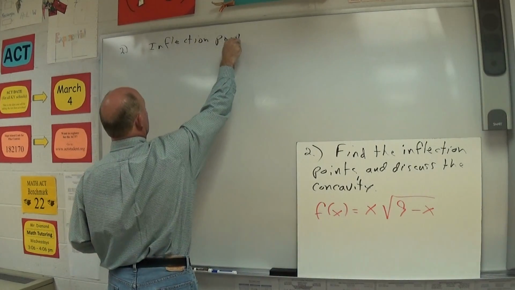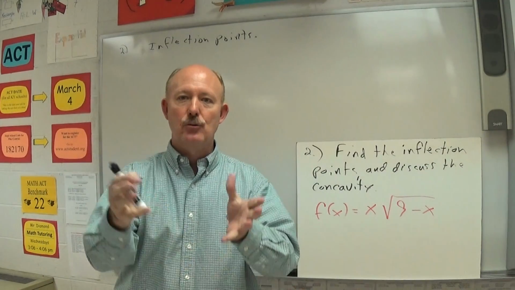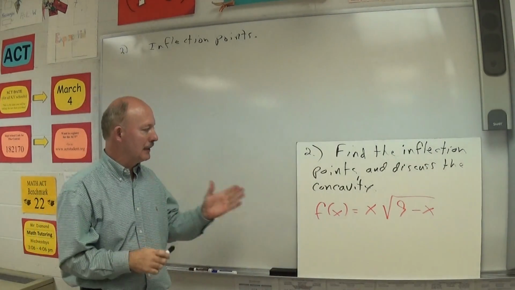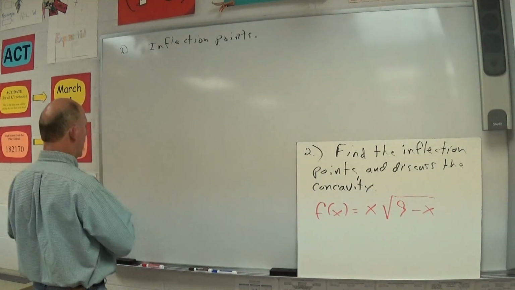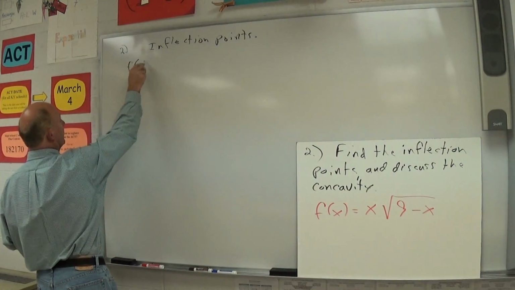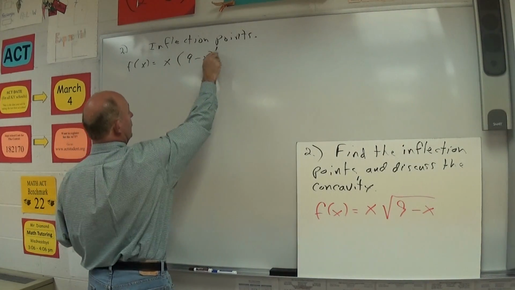So inflection points. So actually now we're going to get the inflection number. We're not going to get the actual y value. We're going to find the x value only, then you can get that yourself by substituting it back up into the original function. Now our function here, we've got f of x equals x times 9 minus x to the 1/2 power.